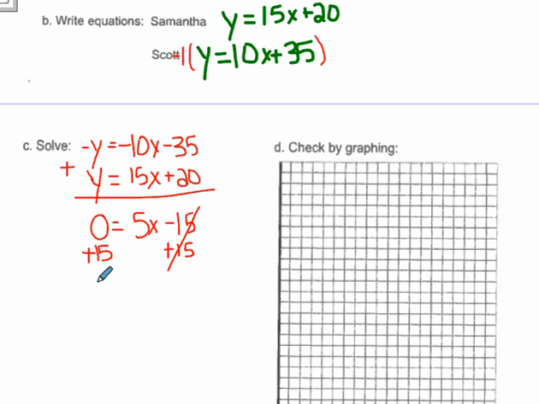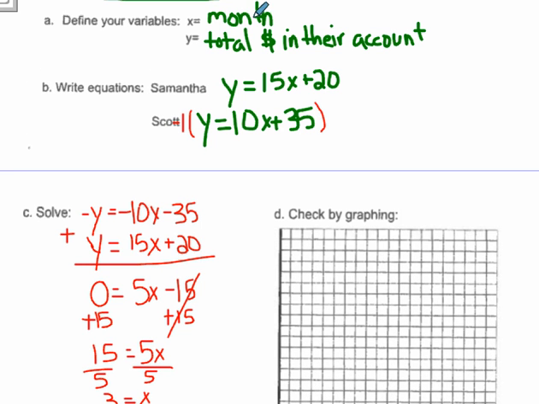That cancels, and I have 15 on this side and just a 5x on this side. Divide both sides by 5, and x equals 3.